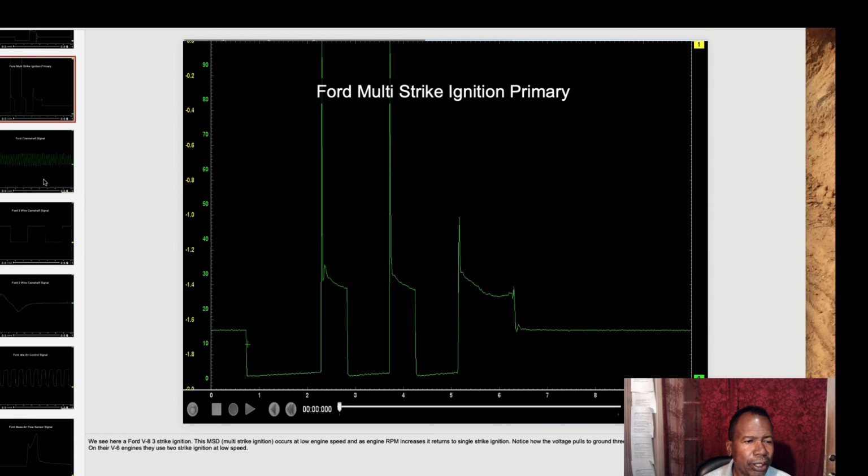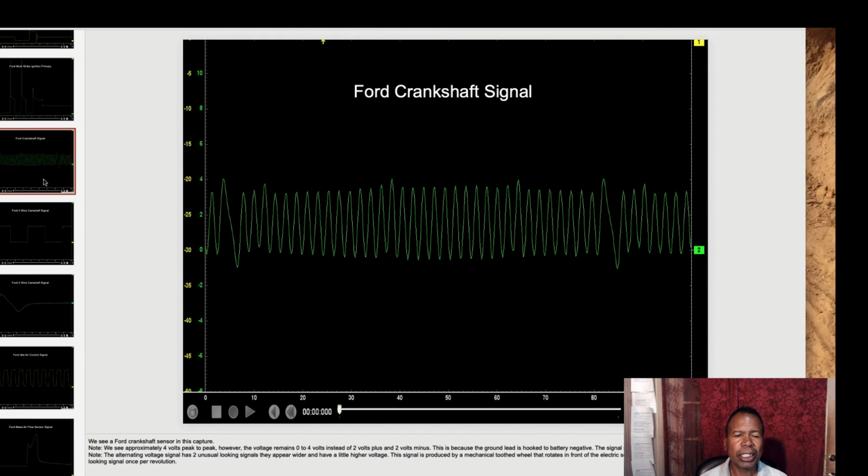Okay, the next one we're going to talk about is the Ford crank sensor. You can see this is an AC signal also, permanent magnet. Now you can see here 0 volts because it's green, 0 volts. If you look at the slide before, it was an even positive and negative. You can see this one is slightly shifted up to the positive side. That's because the scope is connected to the battery ground and not at the sensor, 2 wires on the sensor. That's why it's shifted up like this. But it's still producing an AC signal.